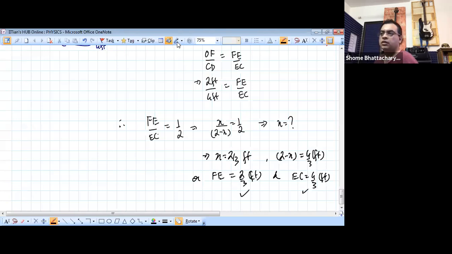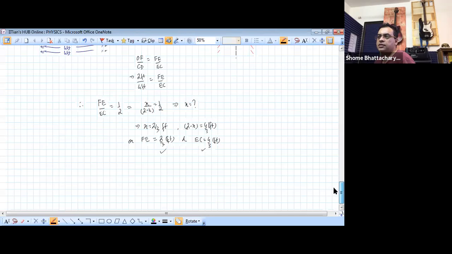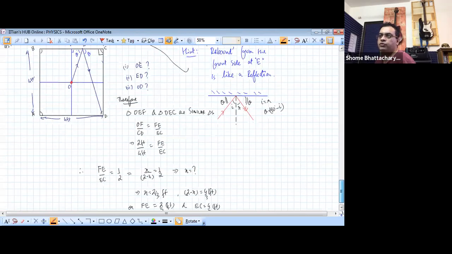So got this. Now you find by Pythagoras theorem the hypotenuse. Once you have these two sides, just use Pythagoras theorem for the individual triangles, and you will get the hypotenuse, because that's what we want to find. These OE and ED are nothing but the hypotenuses.